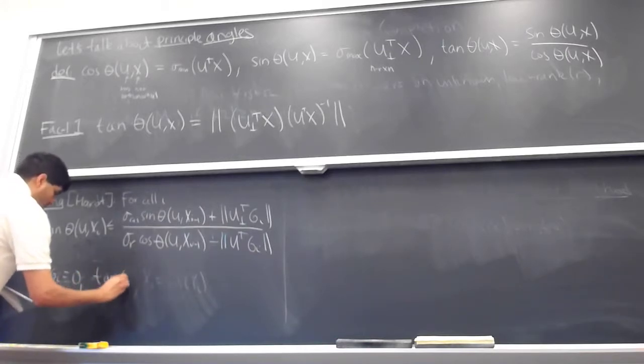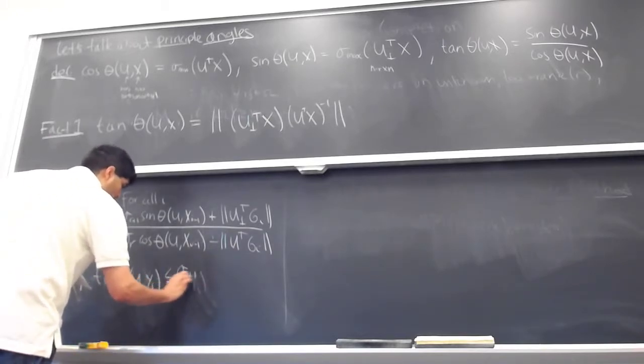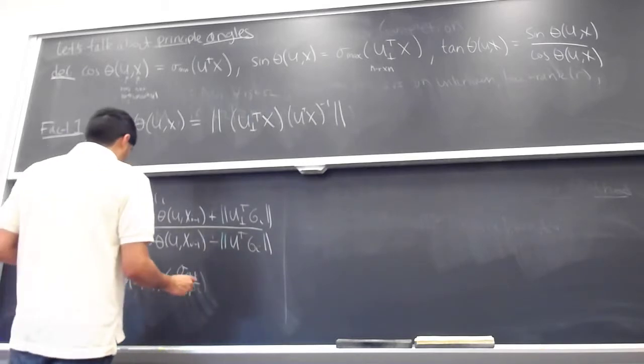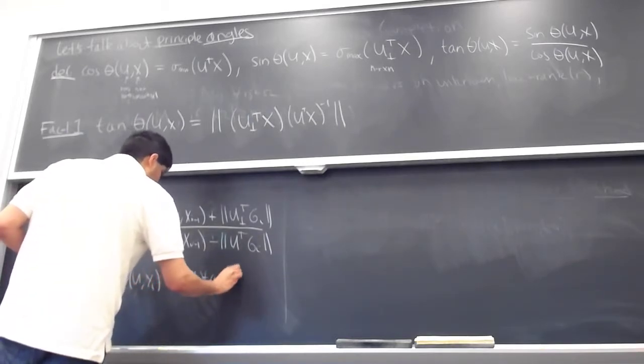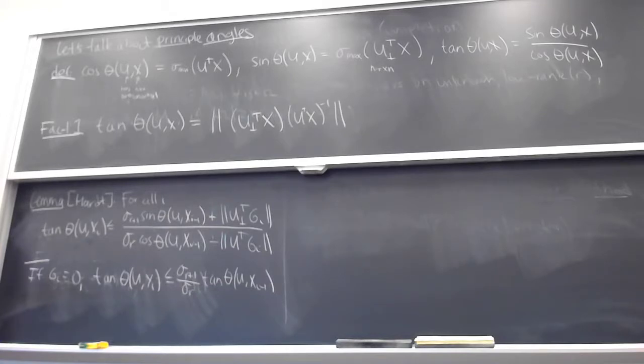then this works out to just be tan of theta of u and x sub I is at most sigma r plus 1 over sigma r times the old tangent. Right? That's great. Why is this great? Why does this recover the power method bounds we already talked about? I claim that this bound, in the case of g sub I equals 0, tells us already that for the power method, we converge to the span of the top r singular vectors.